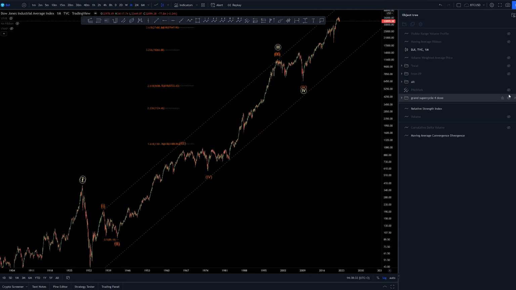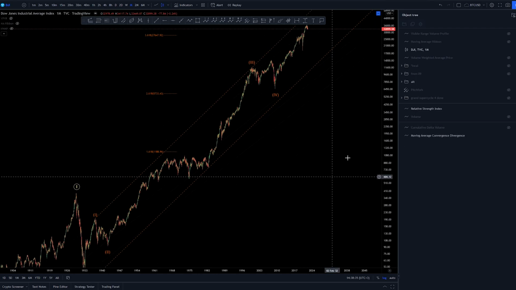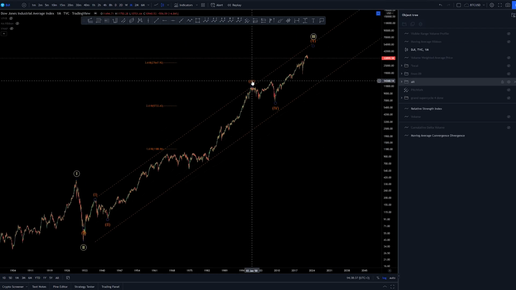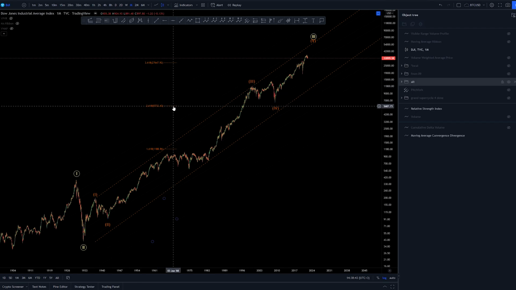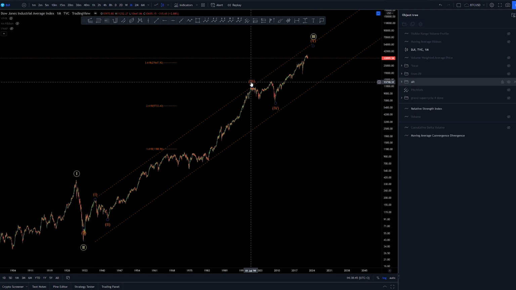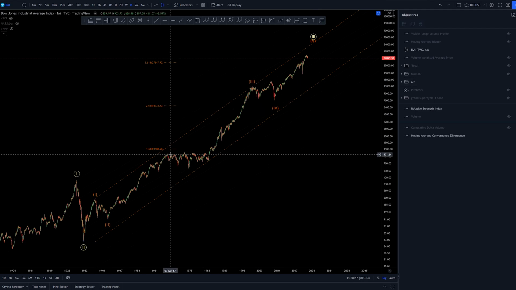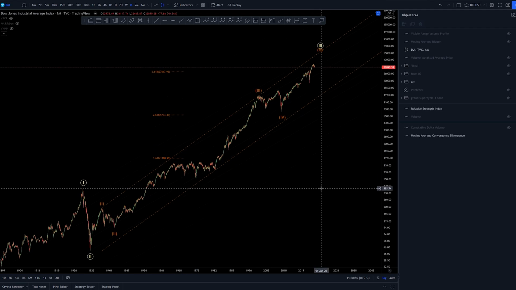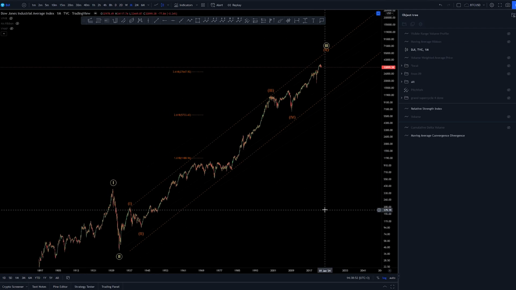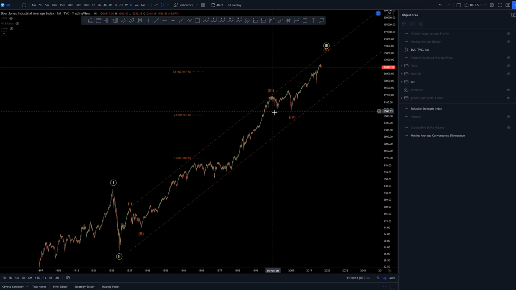Now, alternate count. Instead of saying the wave 3 of Supercycle ends here, we can say that wave 3 of Supercycle ends here. This is again just because wave 3 can be expanding and we just don't need to have it end here. But again, this is a way more bullish count than the other one.